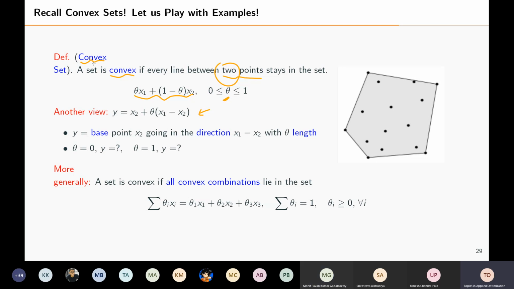Okay, so let me start with this lecture. We were discussing convex sets. A convex set is a set in which, if we take any two points, then the line joining those two points lies in the set itself. That is the line joining the two points x1 and x2, written in parametric form.